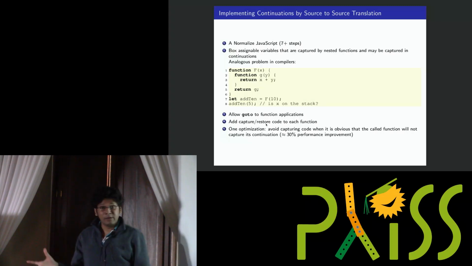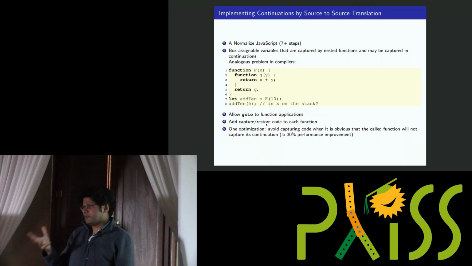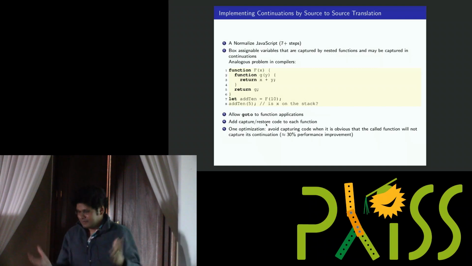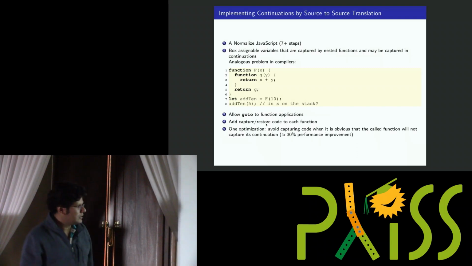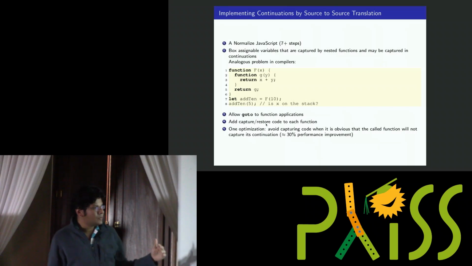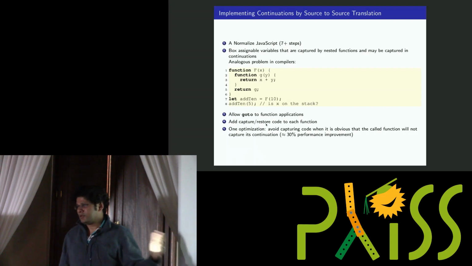It gets particularly weird when you capture a continuation inside an exception handler, and you need to jump into the catch block while skipping the try block. So there's a bunch of stuff that has to be gotten right here. I think the only real optimization that we have is that we avoid capturing code when it's obvious that the called function will not capture its continuation. So we don't do that instrumentation when it's blindingly obvious.